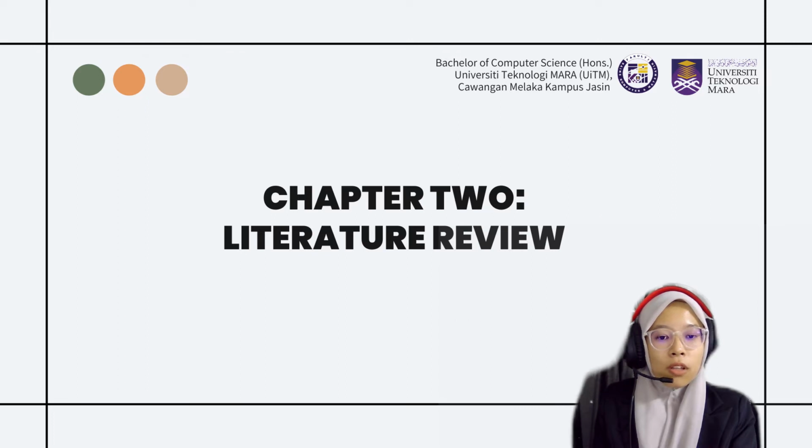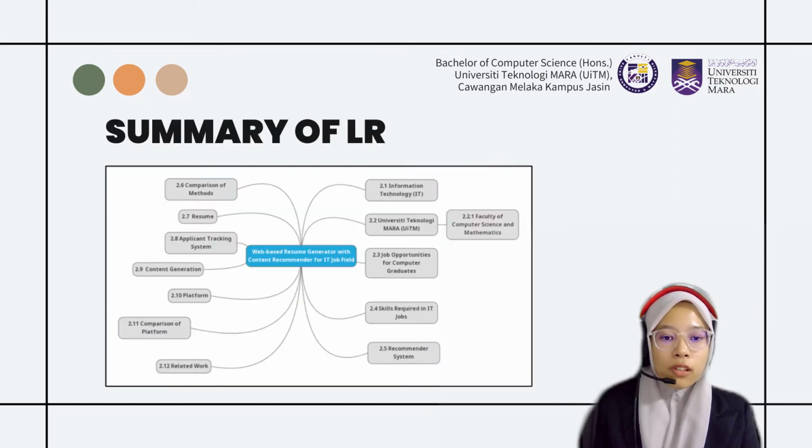In Chapter 2 Literature Review, this project covered Information Technology, University Technology Mara, Faculty of Computer Science and Mathematics, job opportunities for computer graduates, and then skills required in IT jobs, recommender system, comparison of methods, resume, applicant tracking system, content generation, platform, comparison of platform, and related work.